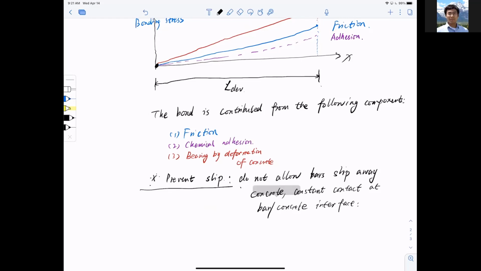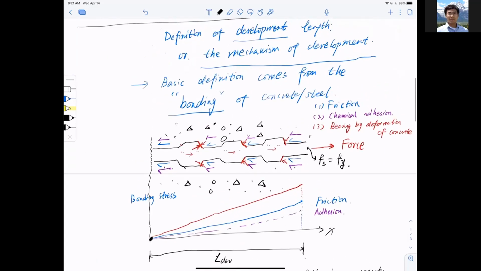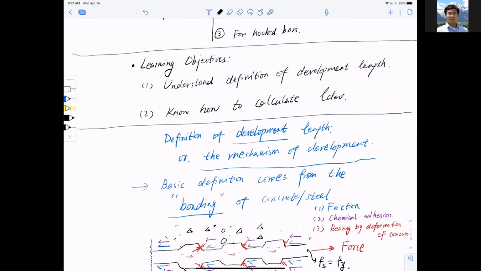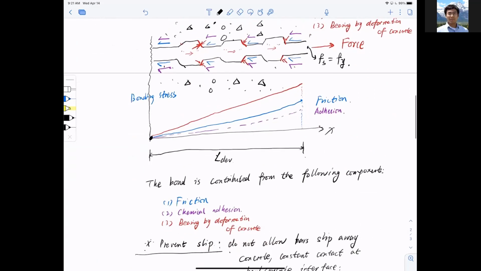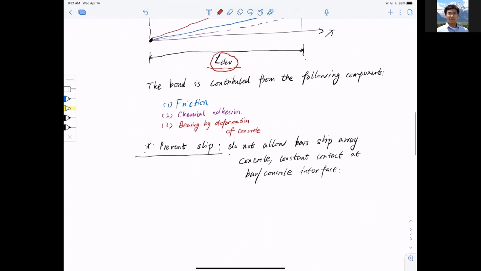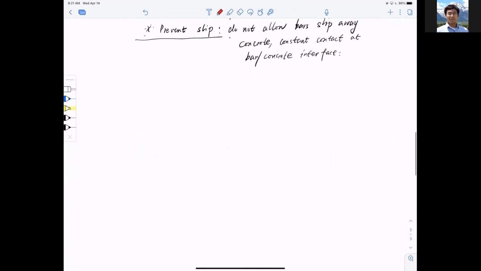So now that is the bonding mechanism. We have covered the three components of the bonding mechanism. But everything we have talked about so far has pointed the finger towards this so-called development length. And we haven't taught you how we're going to calculate this. So here is the equation for that.